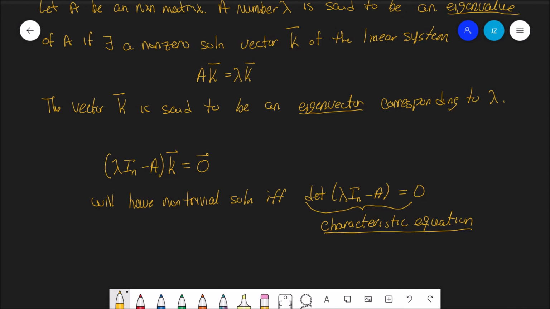Once we find the eigenvalues, we can find the corresponding eigenvectors by solving this linear system using RREF. And we'll take a look at finding eigenvalues and eigenvectors next. Let's consider the matrix.